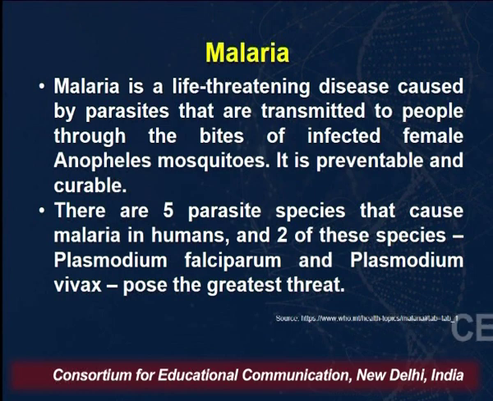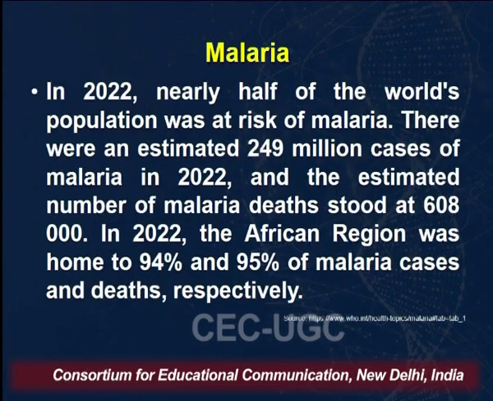There are 5 parasite species which have been reported in the case of malaria in humans. Of these, 2 species pose a great threat to humankind, which include Plasmodium falciparum and Plasmodium vivax.